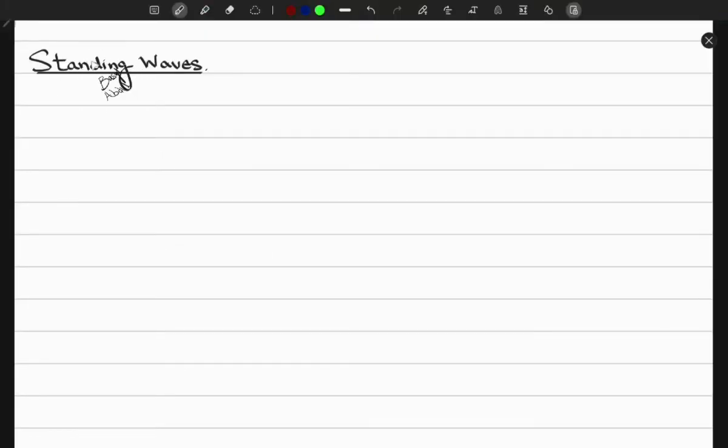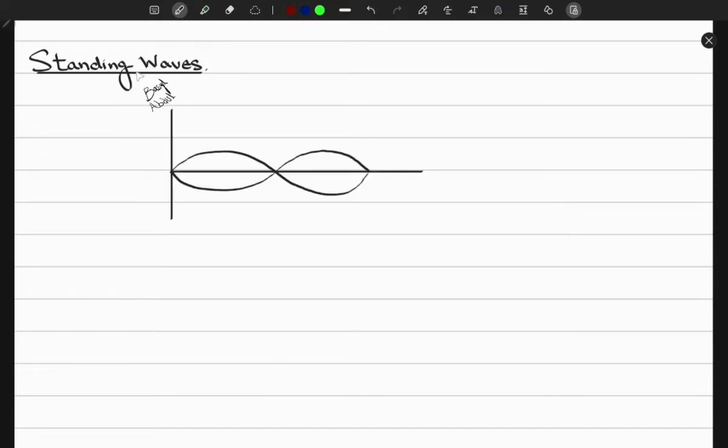Moving on, let's talk about standing waves. These standing waves are also called stationary waves, and the superposition of two identical waves traveling in opposite directions to each other in the same medium will give rise to these standing waves. Now, both constructive and destructive interference take place in the formation of these waves.